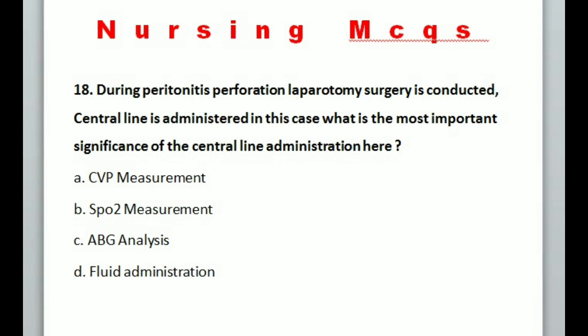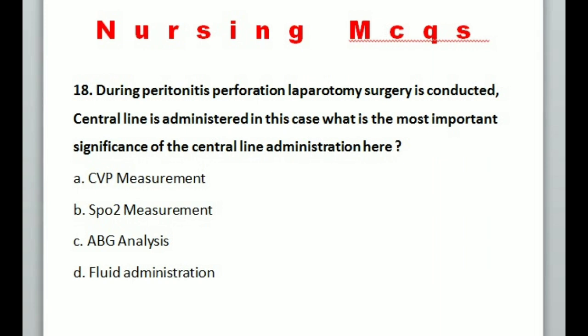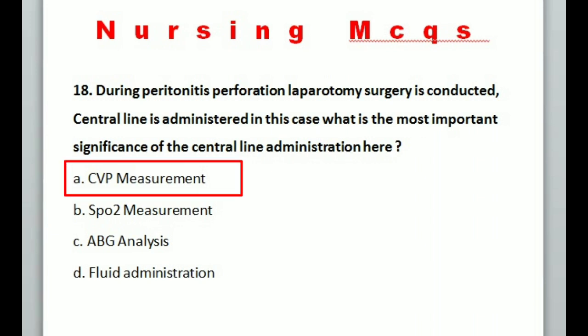18. During peritonitis perforation, laparotomy surgery is conducted, and a central line is administered in this case. What is the most important significance of the central line administration here? A. CVP measurement. B. SpO2 measurement. C. ABG analysis. D. Fluid administration. Correct option is A. CVP measurement.